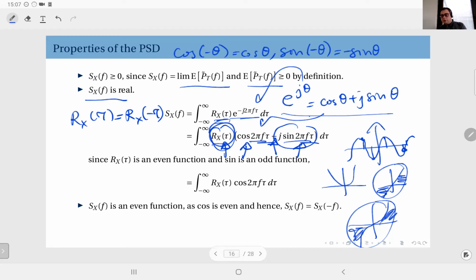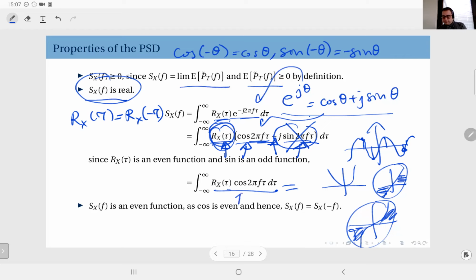So the integral of an odd function over the entire real line is 0. So this will not contribute to the integral. What will remain is autocorrelation times cosine 2 pi f tau d tau, okay? And the observation here is there is no j here, no complex unit, so this is a real function, okay? Power spectral density of a wide sense stationary process then is a real function.